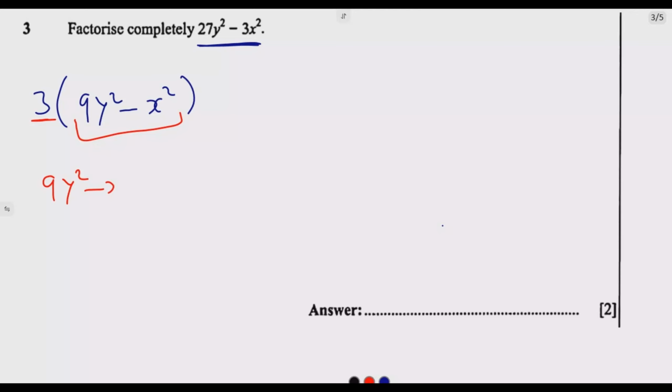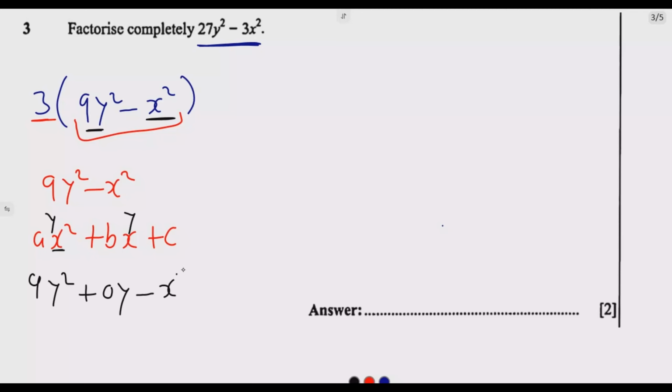9y² minus x² can be written in the form ax² plus bx plus c. In this case, a is 9. It will be 9y², where x is y. Whatever there is x, we are putting y because there is already x. Then plus 0y, then minus x².